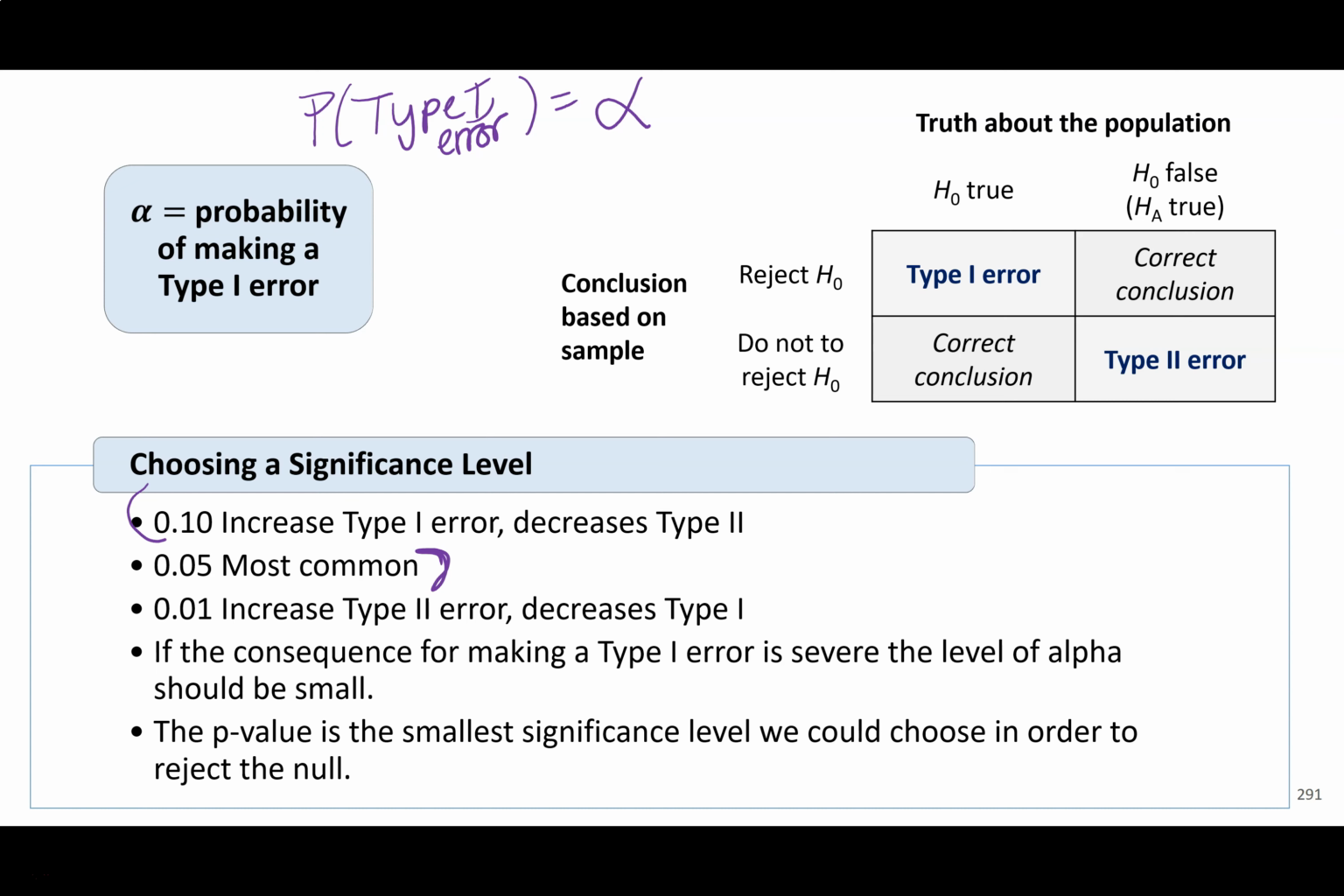So if you use significance level 0.10, you are going to have a higher type 1 error and a lower type 2. If you go the other way, you make alpha smaller, it's going to decrease your type 1, but it's going to increase your type 2. So it's not like a direct, oh, I decreased this one by this much, so it increases the other by that much. But just know that there is an offset. If you decrease your type 1, you're going to increase your type 2 and vice versa.